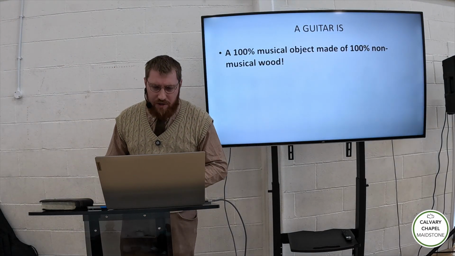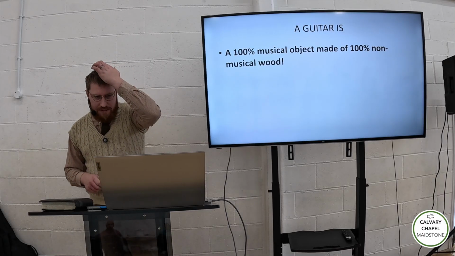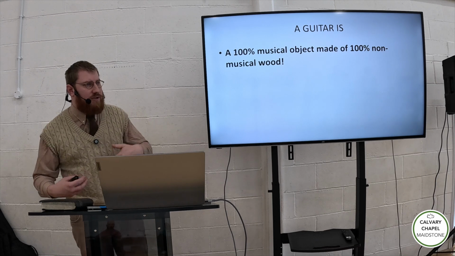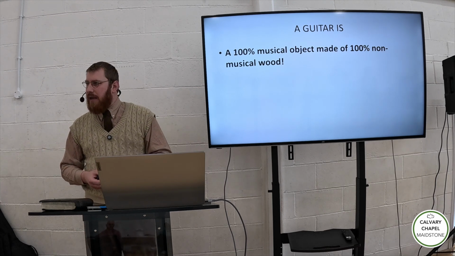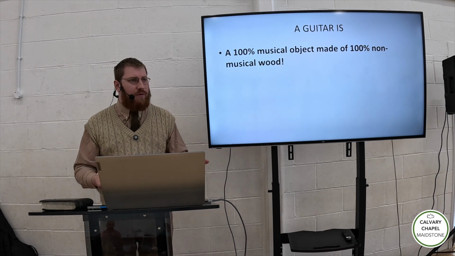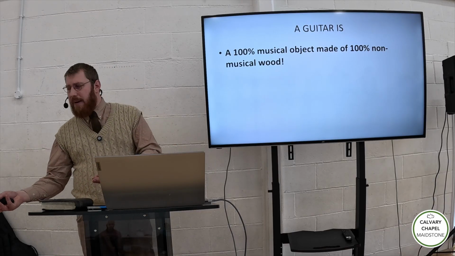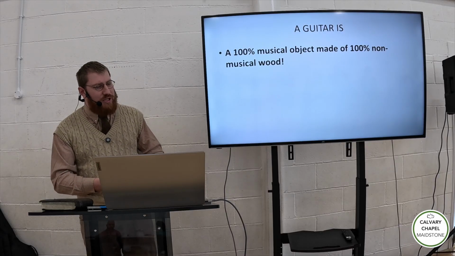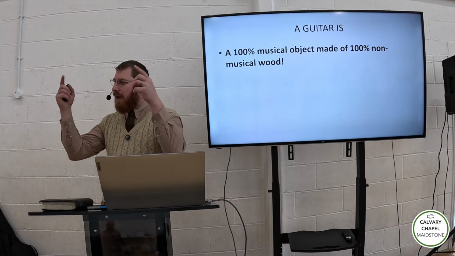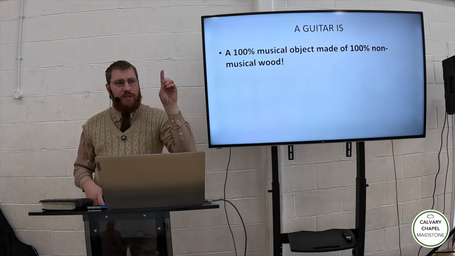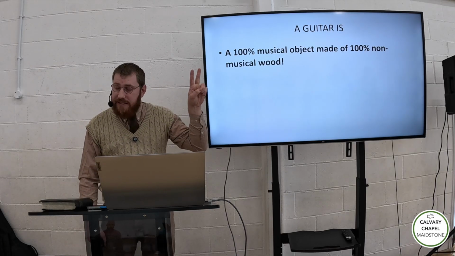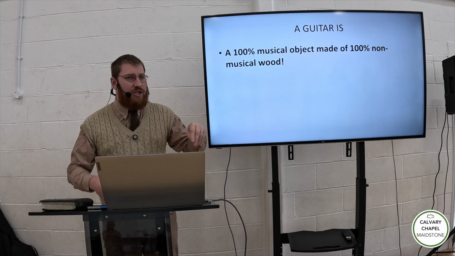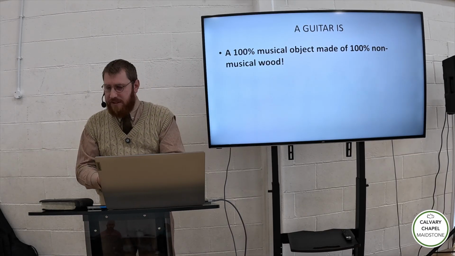A guitar is a 100% musical object made out of 100% non-musical wood. It's made out of wood that comes from trees. It's made out of strings that traditionally have been made of horsehair. Now, you can go and strum a guitar and it makes a wonderful noise. You can go and strum a tree and it's not going to make a noise. You can strum a horse and it might make a noise, but it won't sound like a guitar. But you see, if you put all those things together and you apply intelligence to it, somebody who is not part of the guitar, somebody who existed before the guitar, and somebody who is far greater than the guitar, you can actually make wood and horsehair do what they don't do by themselves.